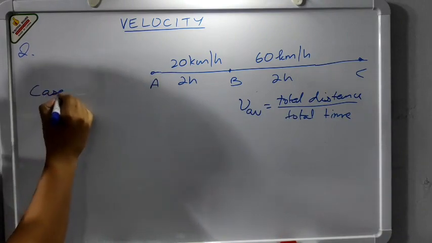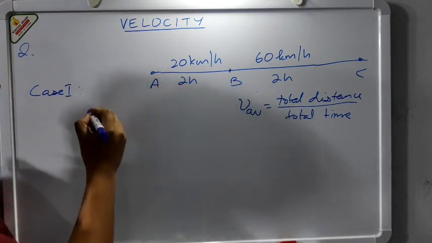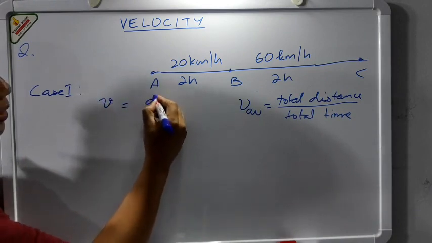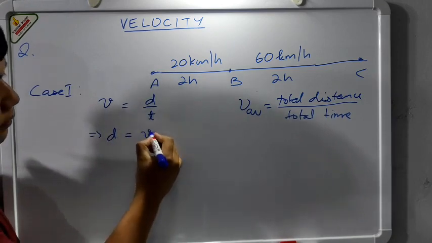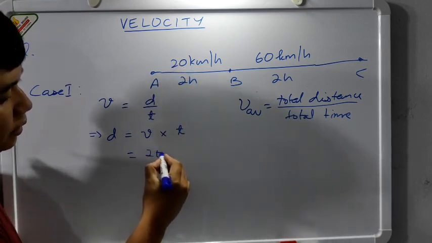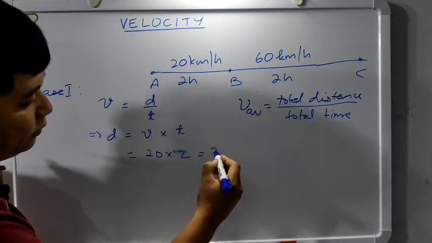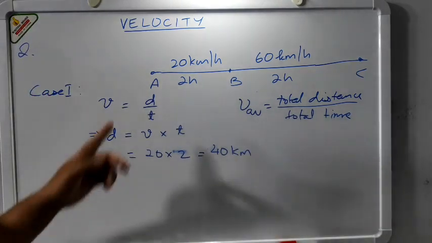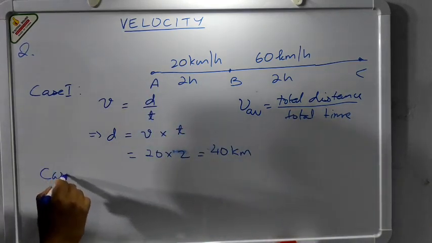For case 1, motion between A to B, the formula for speed is distance by time. To calculate the distance, it is speed into time. Speed is 20 km per hour and time is 2 hours. Then we have 40 km. The distance covered is 40 km. Distance between A and B is 40 km.